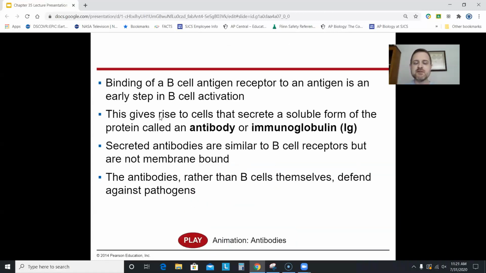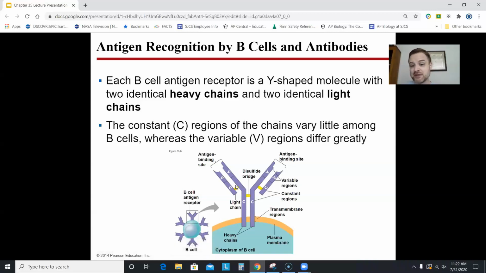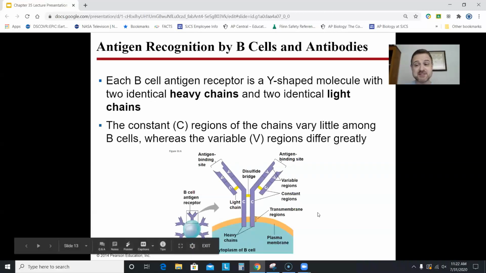So the way that a B cell gets activated: right now this B cell is not activated. It's just floating through your lymphatic tissues or your blood, just having a boring day. If it binds to the receptor, it activates, all right? I'm sorry, if it binds to the antigen, it activates. And when it activates, it starts secreting antibodies. An antibody is basically just this same receptor, but it gives it off.